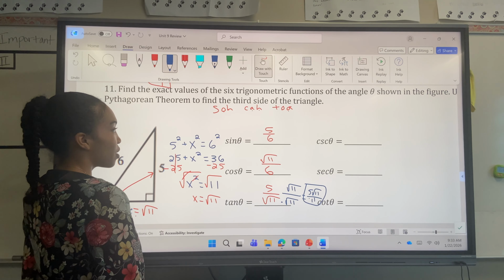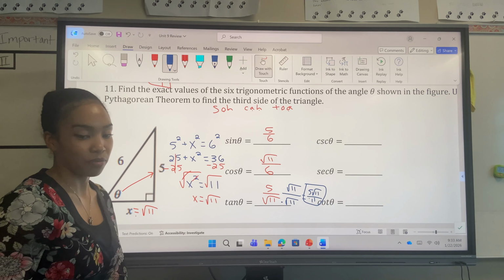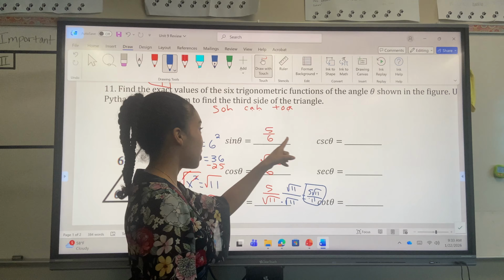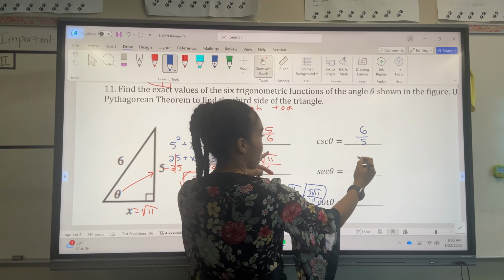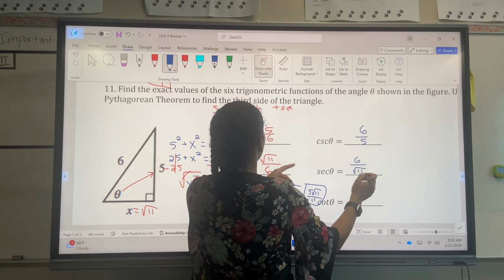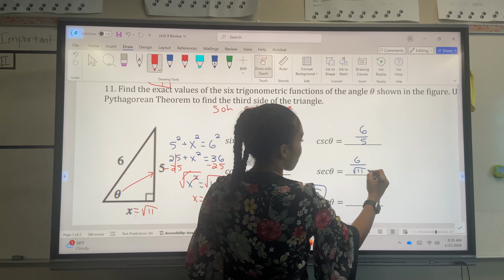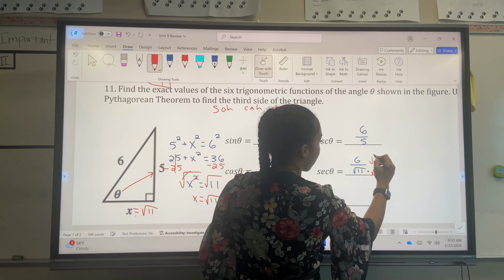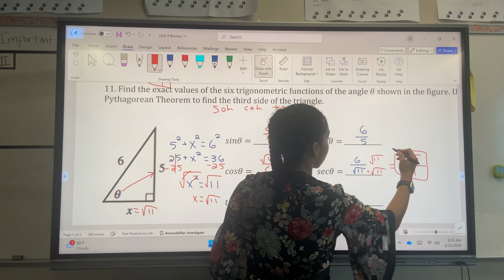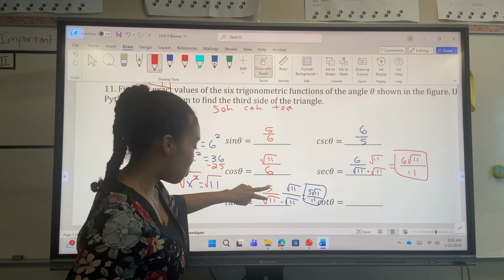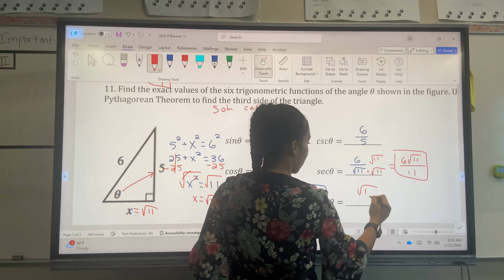And then for the rest, you just have to flip them. So for cosecant, that is the inverse of sine. So this is 6 over 5. Flip this, so this will be 6 over square root of 11. And remember, you cannot leave square roots in the denominator. So this is 6 square root of 11 over 11. And then cotangent, you can flip this original one, and you get square root of 11 over 5.